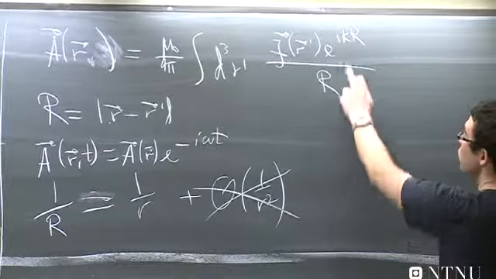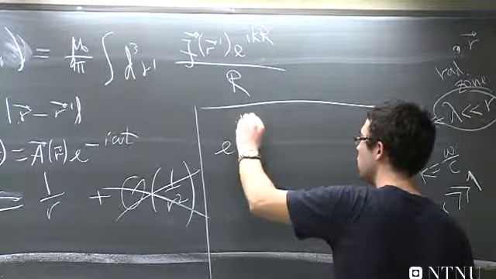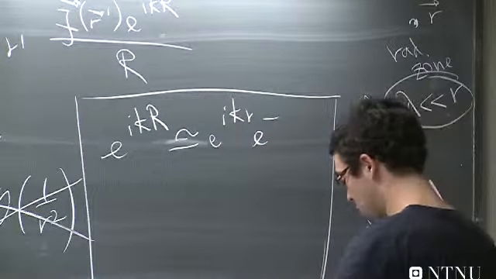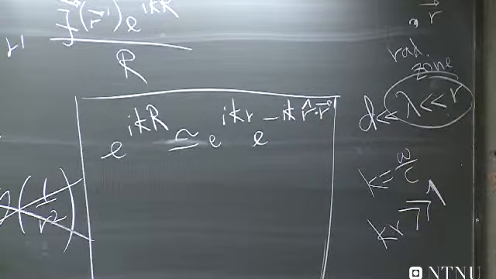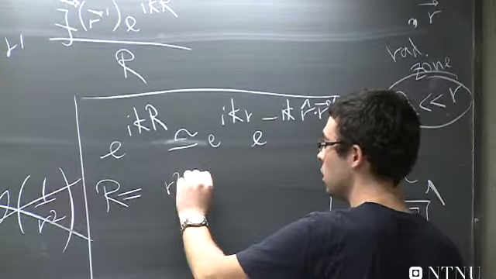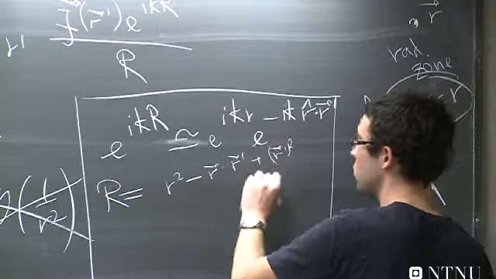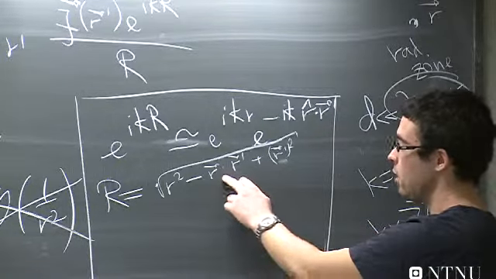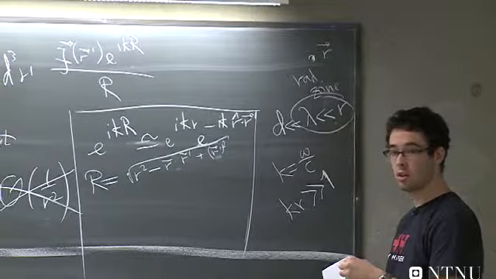Furthermore, we had this factor we could also approximate. e to the i k big R we can approximate as e to the i k small r, e to the minus i k r hat dot r prime. And this follows from simply expanding this R, which is r squared minus r dot r prime plus r prime squared. If you neglect this term here, which is of course going to be really small, and then Taylor expand in this term, which is small, then you get this. We did that last time, so I'm not going to go into more details unless there are any questions about that. No? It's fine?